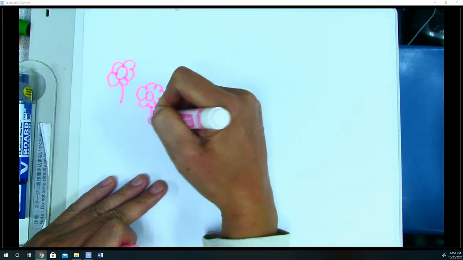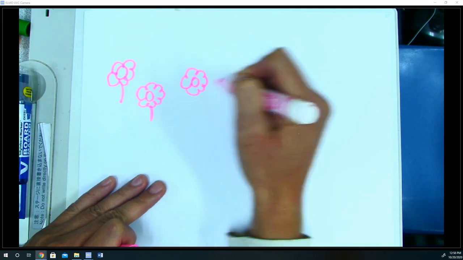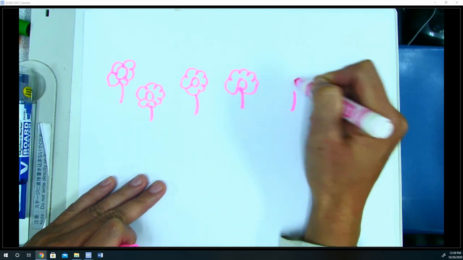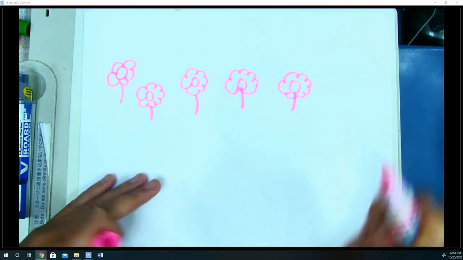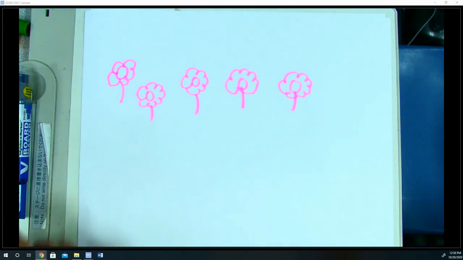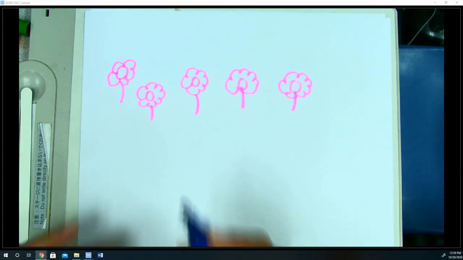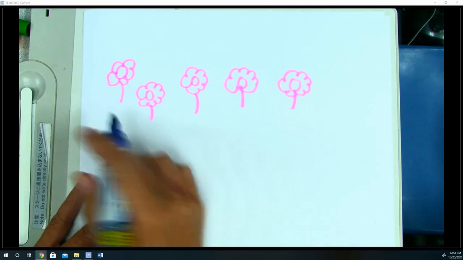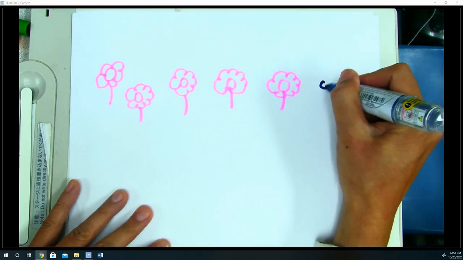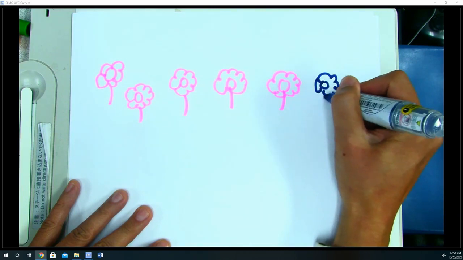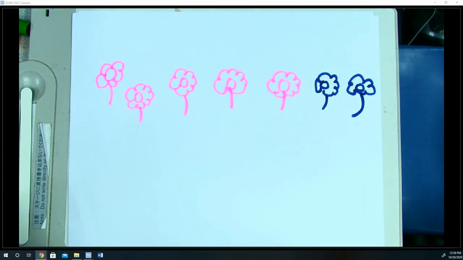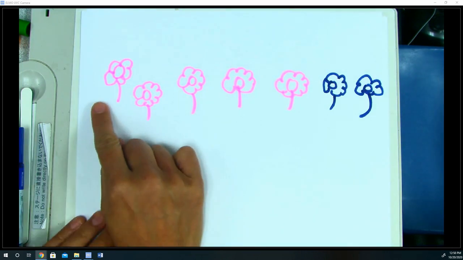And I'm planting some beautiful flowers in my garden. All right, there we go. I think that's enough. And let's see. And I want to do some blue flowers too. And so let's see. I think I don't have that much space. I'm just gonna do 2 here. All right. So boys and girls, can you count the pink flowers with me?